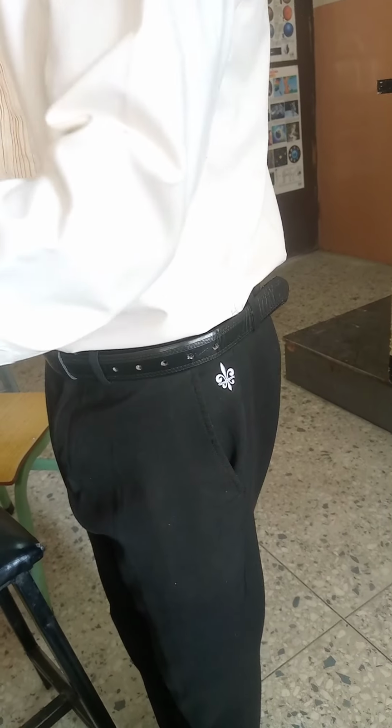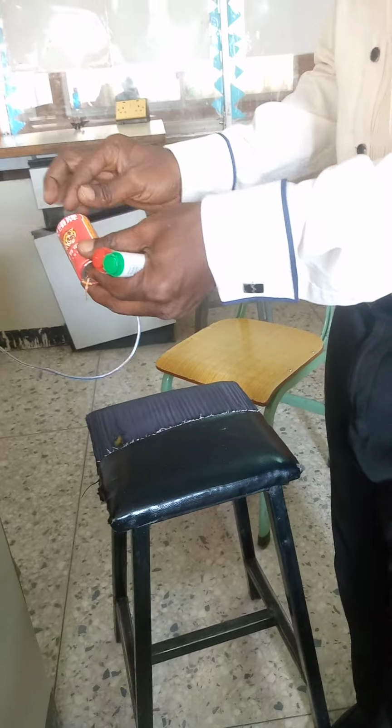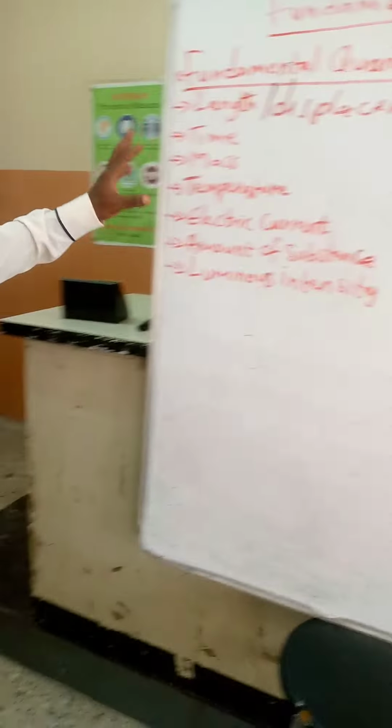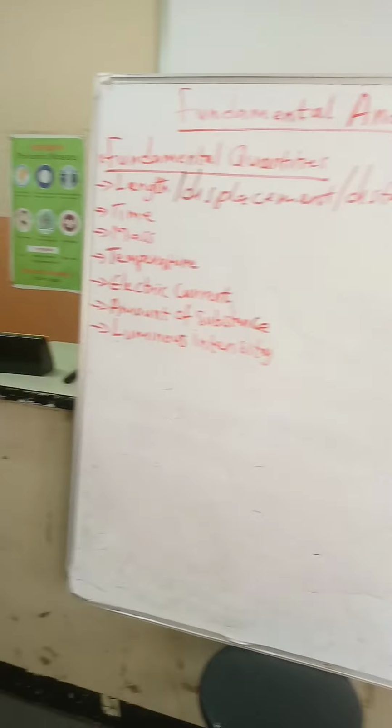Then for the current, we measure current with what? This is an ammeter. The unit of current is ampere. See, like this one, the current is 2.5 ampere. It can also be measured in microampere. So that is that about fundamental quantity.